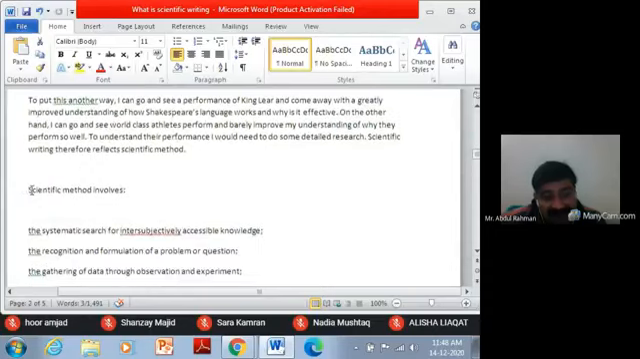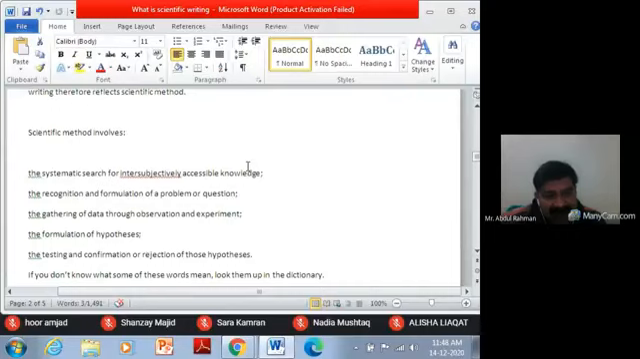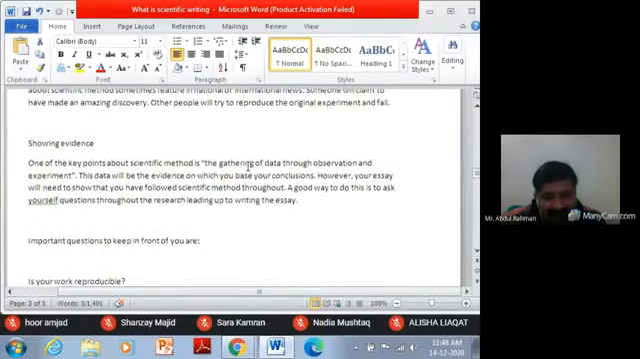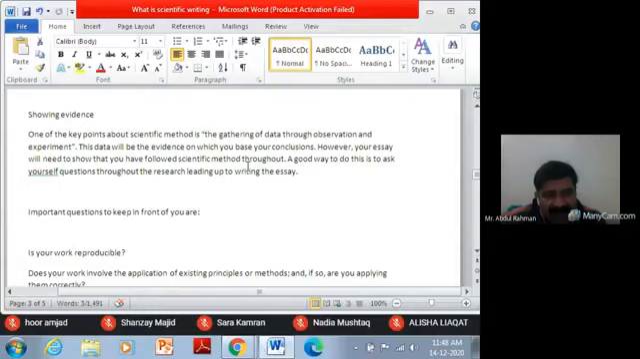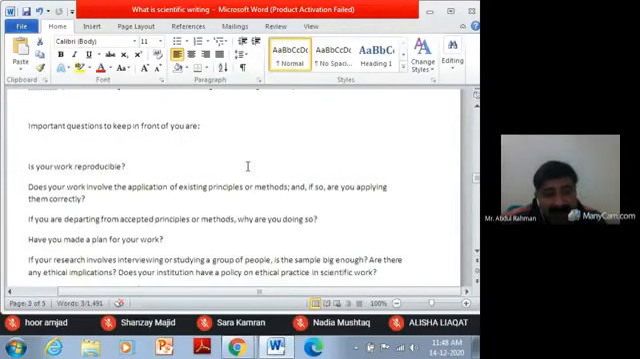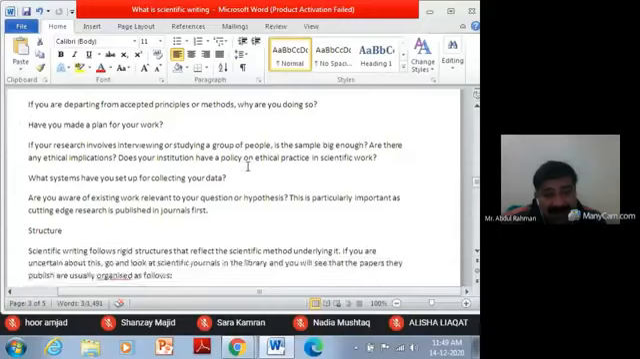of scientific writing. It must involve systematic research, recognition and formulation of a problem or question, then gathering of data through observation or experiment, the formulation of hypothesis, testing and confirmation, selection or rejection of the hypothesis, then showing evidence, and at the same time, asking yourself a few questions. Is your work reproducible? Have you made a plan for your work? What systems have you set up for collecting your data?